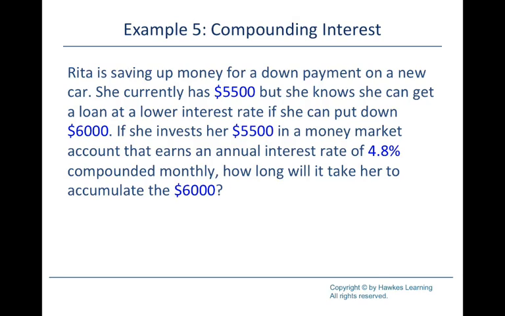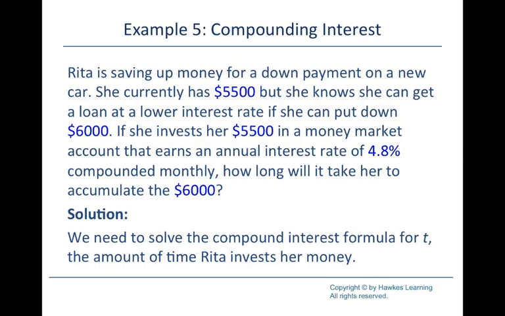Okay, here is a word problem, compound interest. Saving up money for a down payment on a new car. She has $5,500, but she knows she can get a loan at a lower interest rate if she can put down $6,000. She invests $5,500 in a money market that earns annual rate of 4.8% compounded monthly. How long will it take that to grow to $6,000?